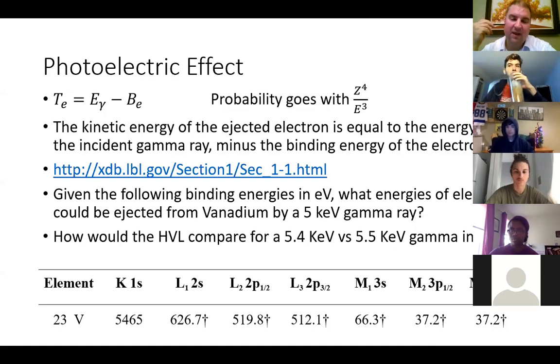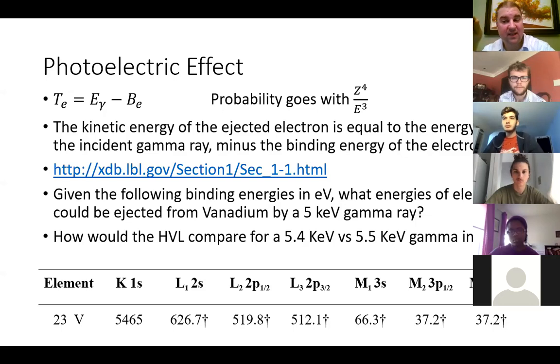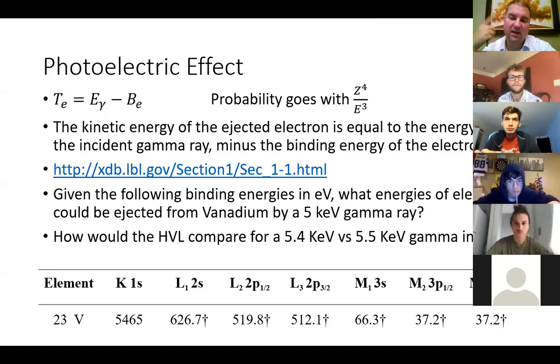So then what's going to happen to the half value layer for a 5.4 keV gamma compared to a 5.5 keV gamma in vanadium? You'd see an extra band, right? You could see an extra electron ejected. So what's going to happen to that half value thickness? Are you going to need more material to stop the 5.5 keV gamma or less? Is it going to be more likely to interact within the vanadium, or less likely? Less thickness, right? Because it's more likely to interact, so less thickness for the stopping material.